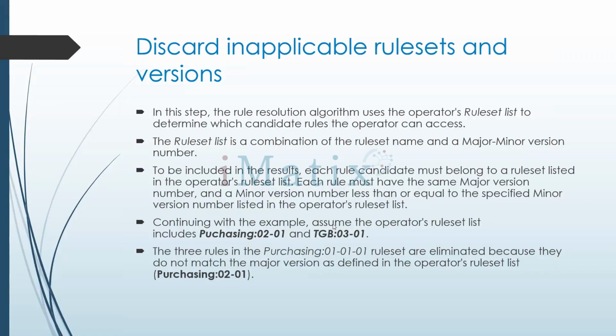Now there's a simple logic that goes behind. Look at this third bullet point here. I'm going to read this out. To be included in the results, each rule candidate must belong to a rule set listed on the operator list. First standard or the first thumb rule is, if it has to be included, it has to be part of the operator rule set list.